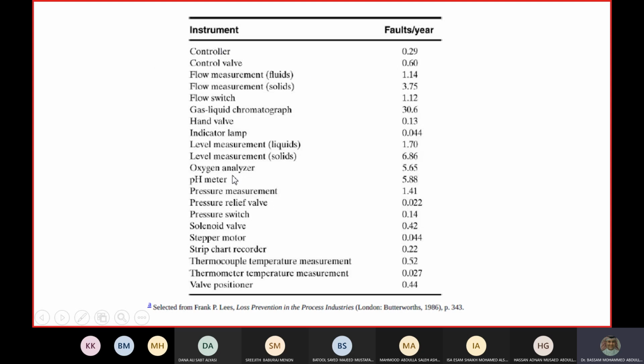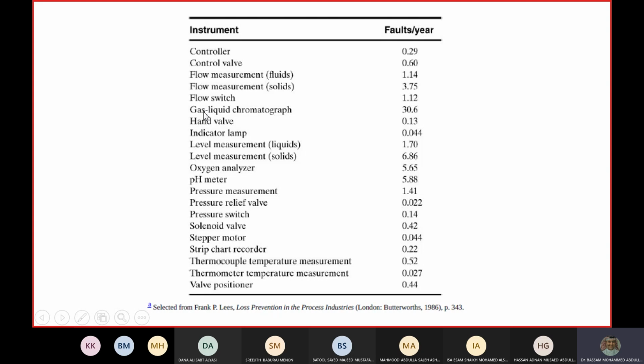Now, the details, these are things that you have in the industry. You're very familiar with them. This is how it shows the calculations of how many faults per year. We already can see that the pH meter, for example, has a very high faults number per year. Actually, when you go to the lab and use the pH meter, you will discover that it fails a lot.